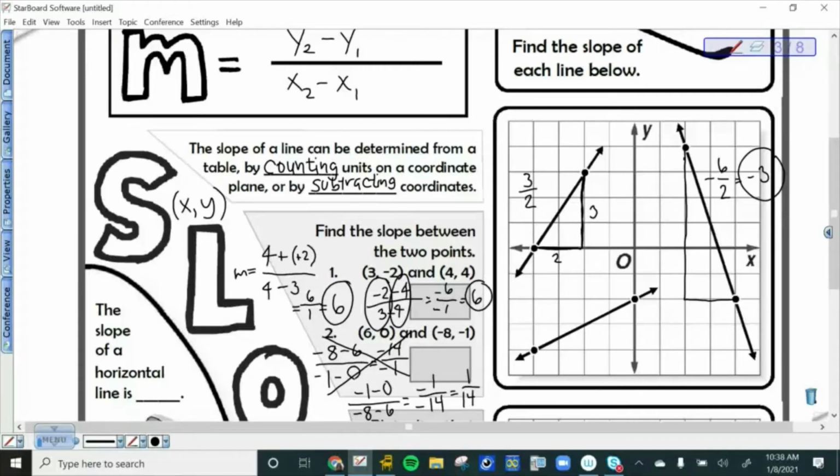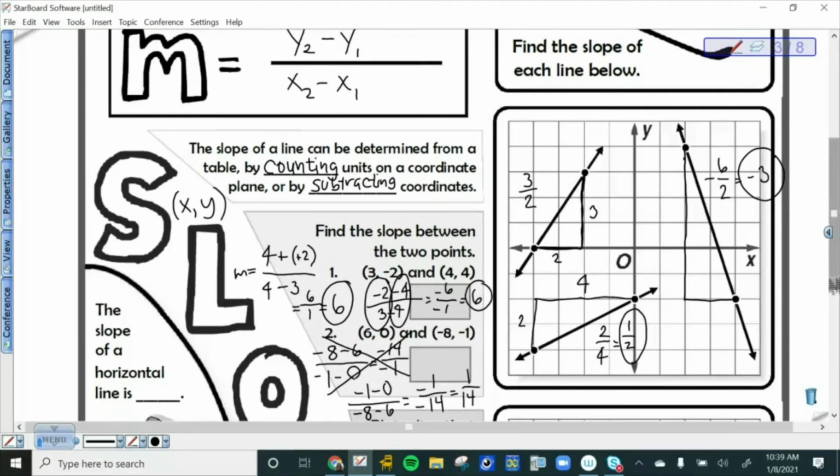Okay, and then how about this one? What's my rise? 2. What's my run? Count again. 4. So what's my slope? 2/4. And is it positive or negative? Positive, because it's going up from left to right. 2/4 simplifies to what? 1/2. So my slope is 1/2.